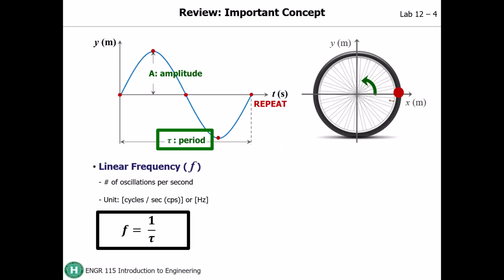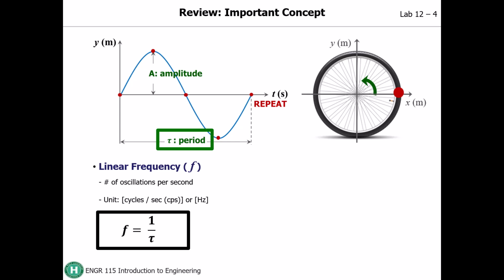In motion analysis, we also learned that the frequency information is very important to analyze to see what is going on in the system. We learned the frequency has two different types of frequency. One is the linear frequency, which is the number of oscillations per second, and its unit is hertz or cycles per second. Linear frequency has a reciprocal relationship to the period, and therefore, once you find the period from your measurement, we can also calculate the linear frequency using this formula.